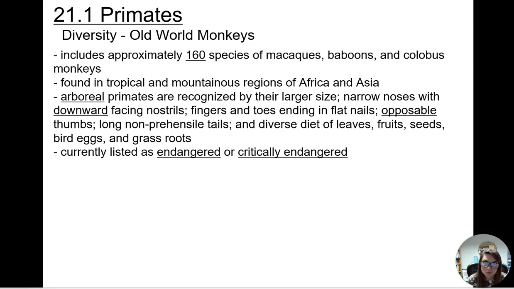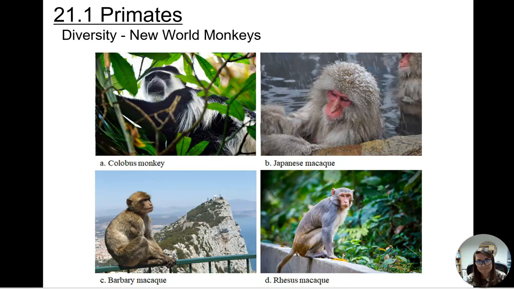These also are going to be arboreal primates, so they're found in the trees. They're recognized by their large size, narrow noses with downward-facing nostrils, fingers and toes that end in flat nails. They have opposable thumbs, long, non-prehensile tails, and diverse diets of leaves, fruits, seeds, bird eggs, and grass roots. Currently, they're going to be listed as endangered or critically endangered species. And here's some examples of the Old World monkeys.